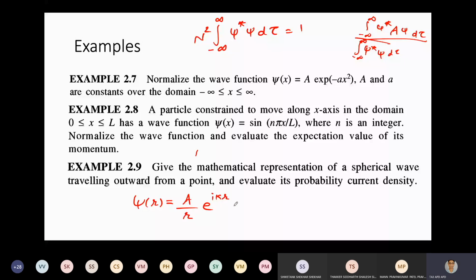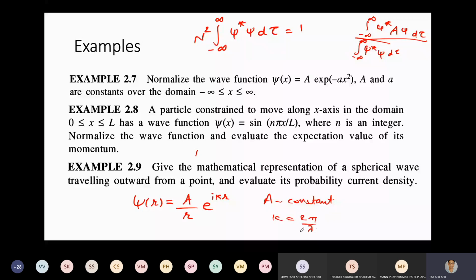Okay, so that is a mathematical representation. It is written in polar coordinates. So that is how it looks, where a is your constant. And we know k is the wave vector, k is equal to 2π/λ. So that is the wave vector.